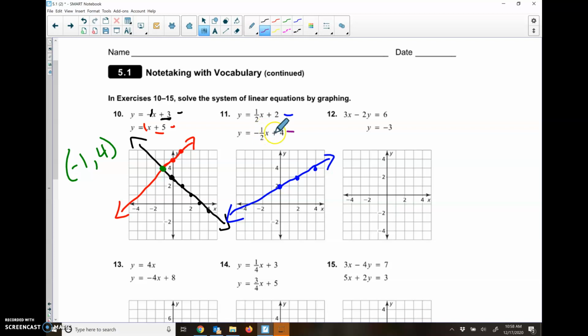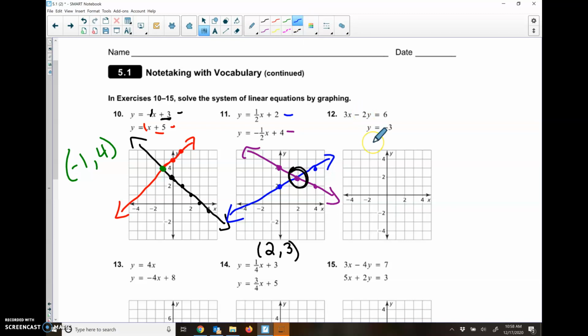Okay, and now here I got a +4, so I'm going to start up there. And now my slope is -1 over 2. So that means I'm going to go down 1 and right 2, and down 1 and right 2. Draw again as straight as line as I can. And I see that they're crossing right there. And that point is at 2, 3.